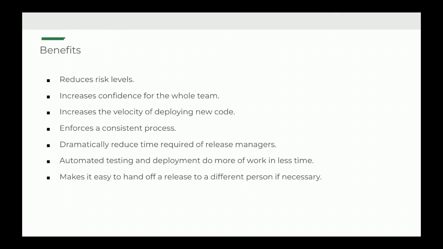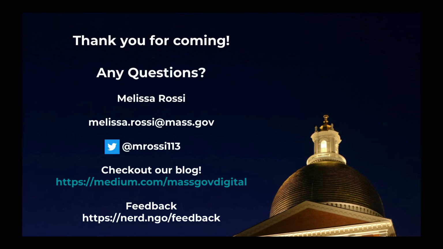The automated testing and deployment do more of the work in less time. Like I said, it would take us about 2 hours for our CI tool to do this whole thing. For a release process, it only takes less than 50 minutes to run through everything. And it makes it so much easier to hand off if need be, if there's an emergency, or not feeling good, or anything like that. These were our benefits. That's it.